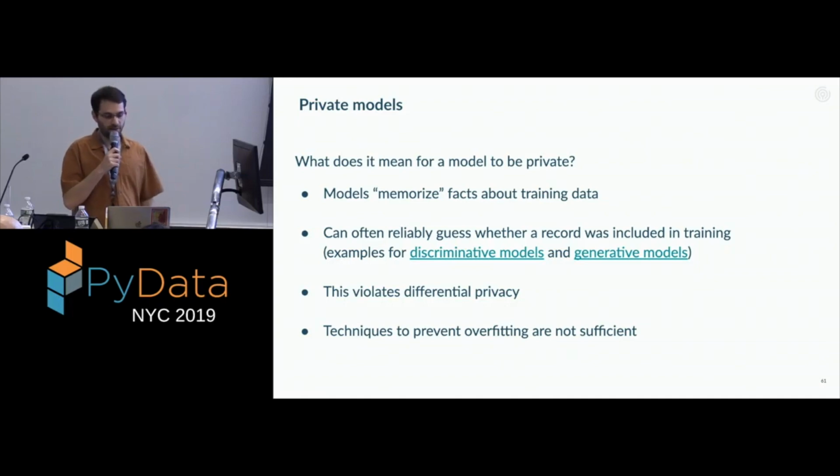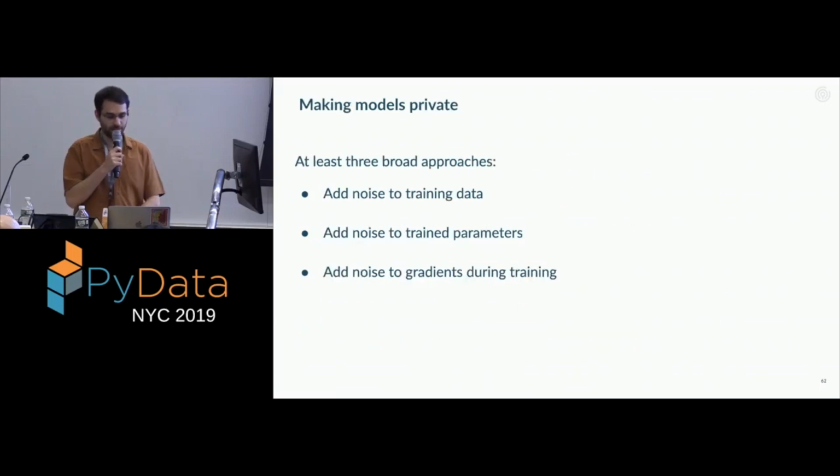Now you might think memorizing facts, that sounds like overfitting, right? So maybe we can just do some regularization. Maybe we put a penalty on the size of the weights. Maybe we do dropout. But unfortunately, techniques for preventing overfitting just aren't quite sufficient to actually protect individual level privacy. So what can we do instead?